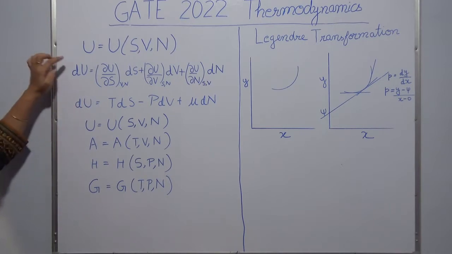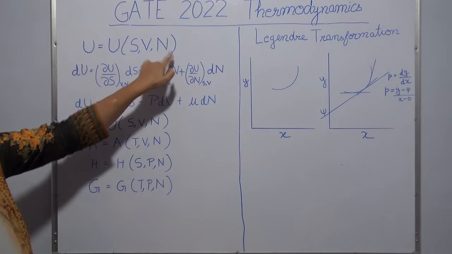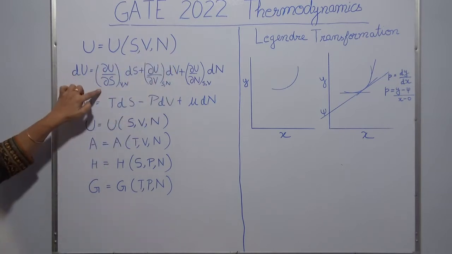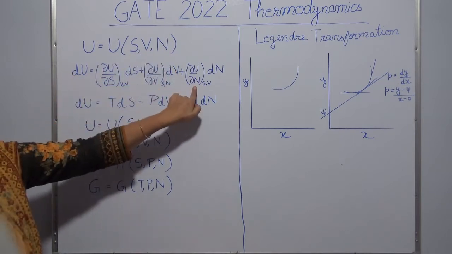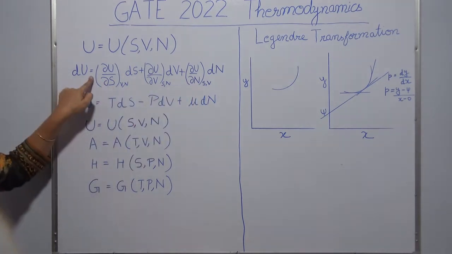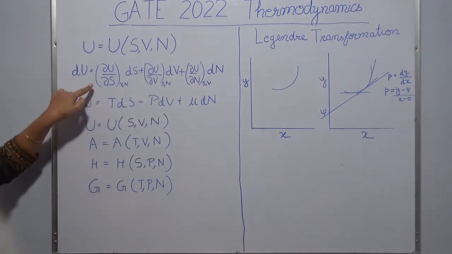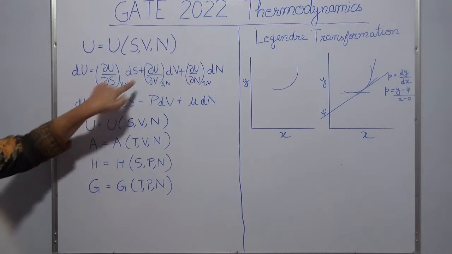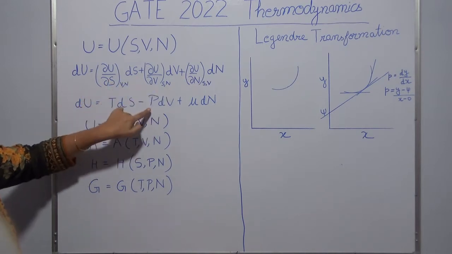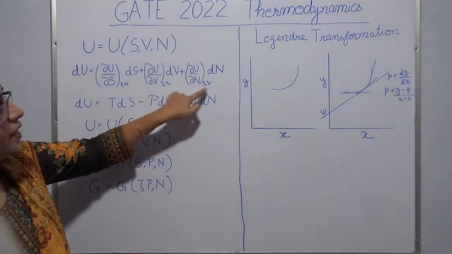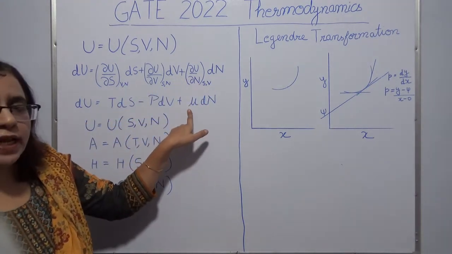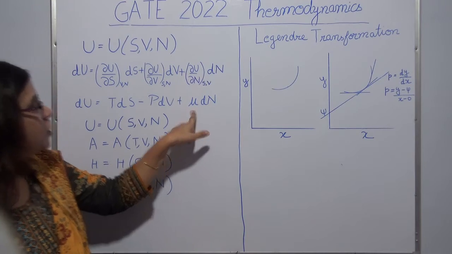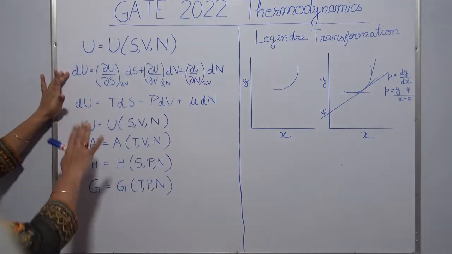Okay, now since U is a function of S, V and N, I can also write dU in terms of its partial derivatives like this. If I compare these two equations, what I find is that del U by del S at constant V and N is equal to T, del U by del V at constant S and N is equal to minus P, and del U by del N at constant S and V is equal to mu, that is chemical potential. So keep this in mind, this will come later on.